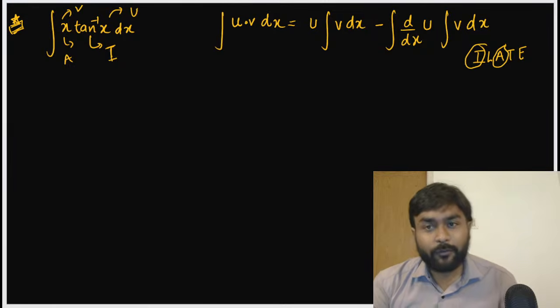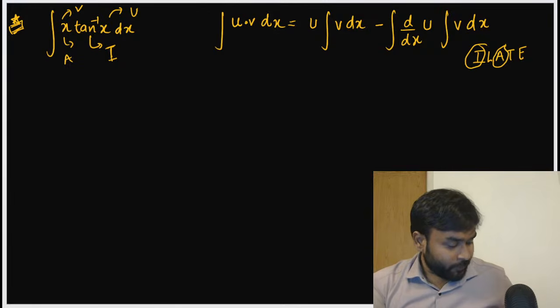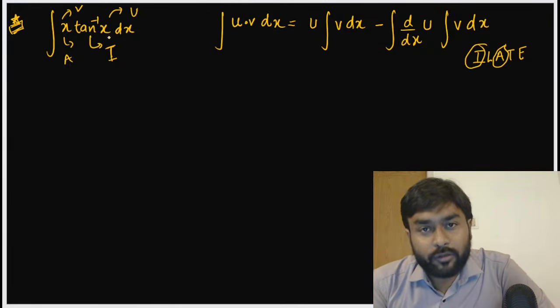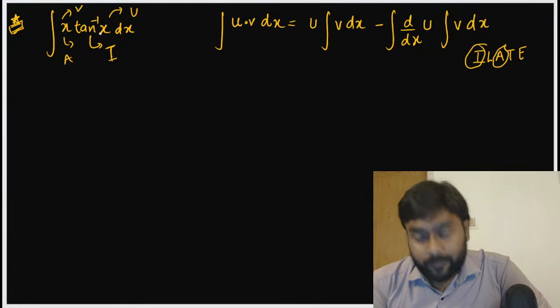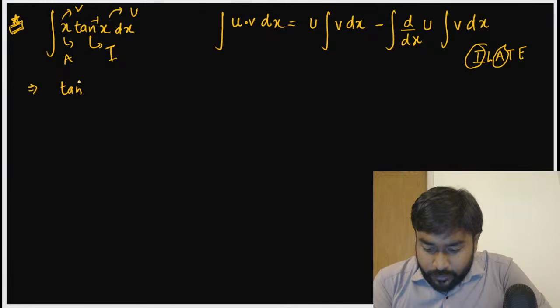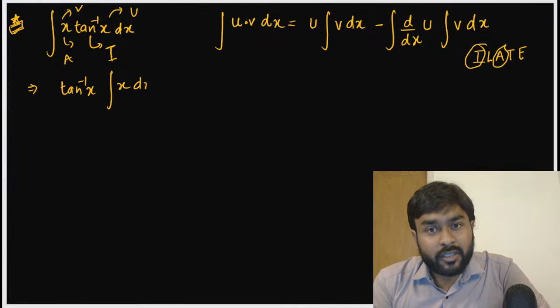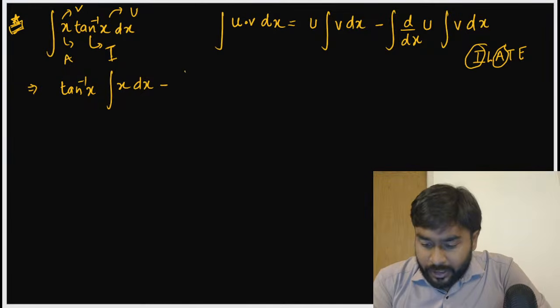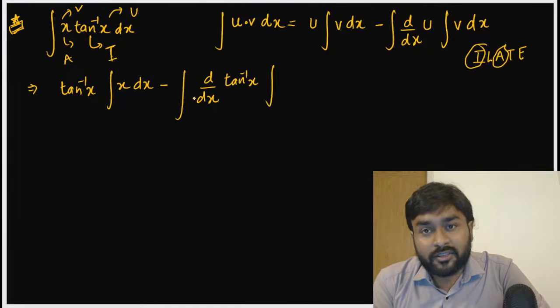Okay, if we apply the formula, we will easily get this one. So I will apply the formula for you. How can we apply it? We say u as it is, integration of v. So tan inverse x as it is, integration of x dx. Then minus integration of the differentiation of u, which is the differentiation of tan inverse x. Then integration of x dx, which we can write.